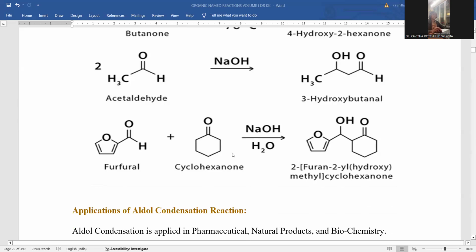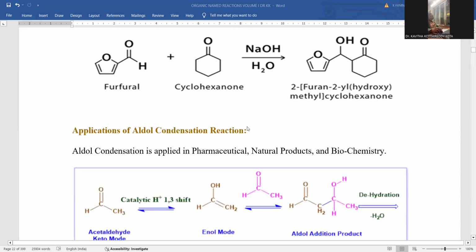Let me go for a cyclic compound. Ring compounds are also involved in this aldol condensation. Furfural is taken, where you can notice the aldehyde functionality. And here is the cyclohexanone. Cyclohexanone has alpha hydrogens, but furfural has no provision for alpha hydrogen. Still, the molecules go for the aldol condensation under basic conditions, so that you can notice the hydroxyl functionality bridging between the furan ring and the cyclohexanone ring. This is the way aldol formation is possible through the same mechanism.